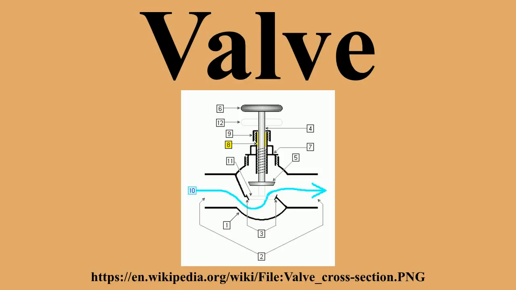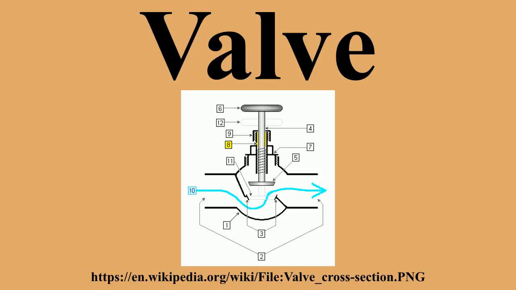Seat. The seat is the interior surface of the body which contacts the disc to form a leak-tight seal. In discs that move linearly or swing on a hinged trunnion, the disc comes into contact with the seat only when the valve is shut. In discs that rotate, the seat is always in contact with the disc, but the area of contact changes as the disc is turned. The seat always remains stationary relative to the body.